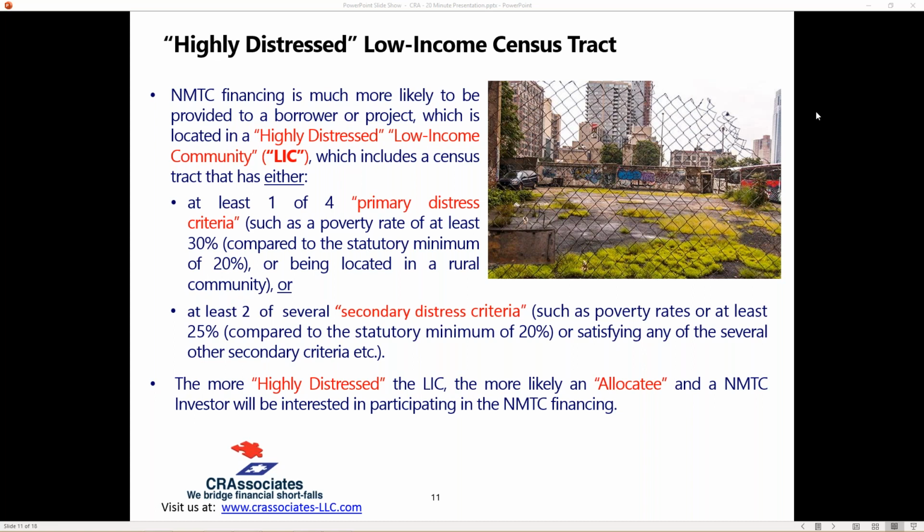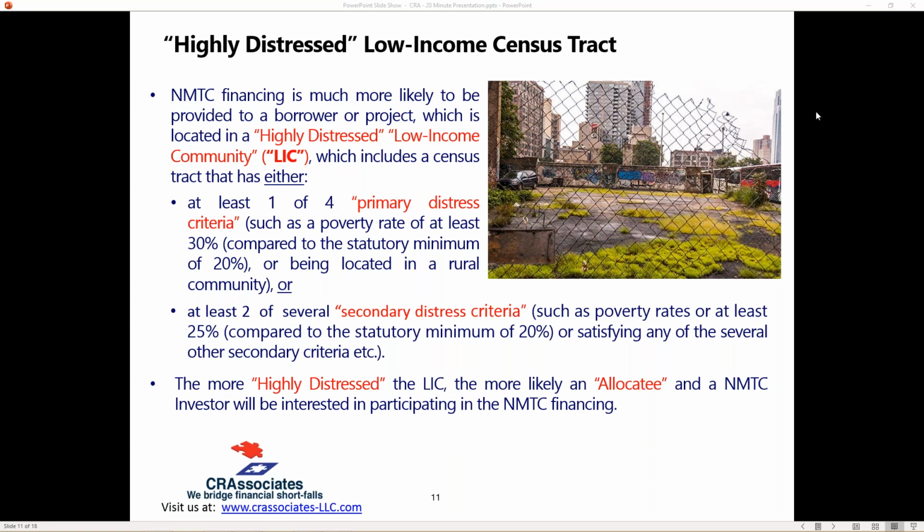Some of these secondary distress criteria only apply to certain types of borrowers and projects. For example, if the borrower is a grocery store, a secondary criteria would include that it is located in a food desert, or a healthcare facility would include that it is located in a medically underserved area. However, a manufacturing facility being located in a food desert or a medically underserved area does not count as a secondary distress criteria.